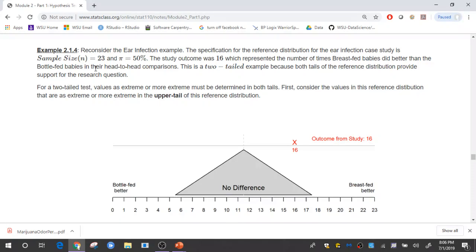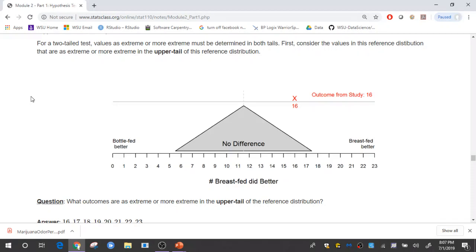So in other words, when I'm computing the p-value, I'm going to need to worry about both tails, because the definition of a p-value is values that are as extreme or more extreme that would support the research question. And in this example, both ends of the distribution support the research question. So for a two-tailed test, we need to worry about both the upper tail and the lower tail. So let's talk about the upper tail first. That's easier because the study outcome is at 16. So values that are as extreme or more extreme than 16 in the upper tail are simply going to be 16, 17, 18, 19, 20, 21, 22, 23.